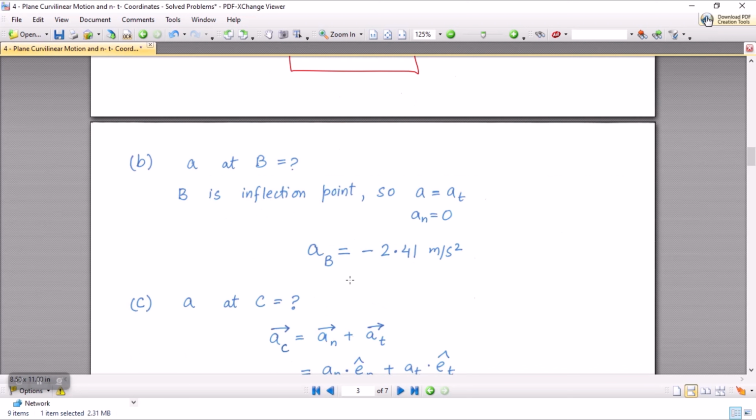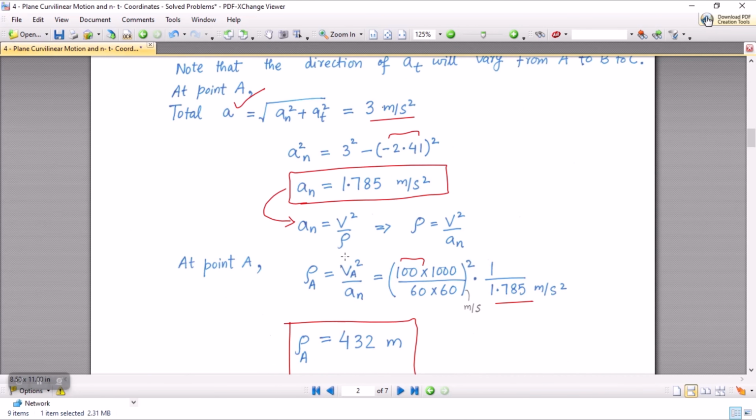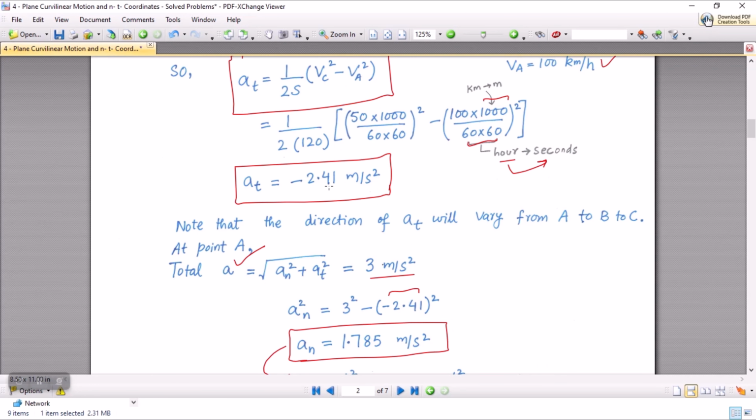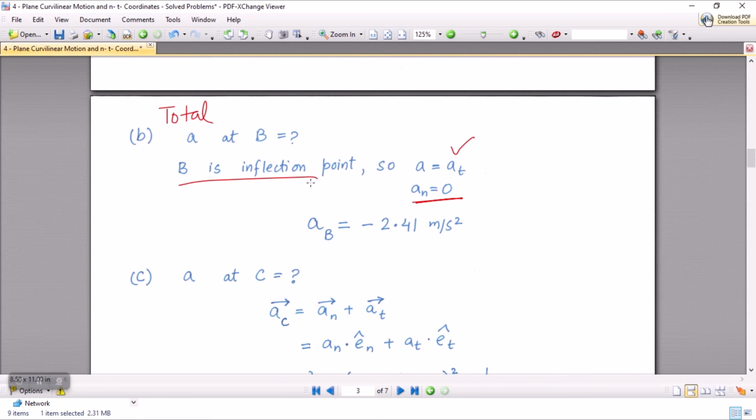The second part was to determine the total acceleration at B, and we know that the total acceleration at B will simply be the t component of acceleration. A sub n will be 0 because B is the point of inflection, and we have already determined A sub t, which will be a constant value equal to minus 2.41, right? So at point B the acceleration will simply be equal to minus 2.41 meters per second squared. So A sub n will be 0, and the total acceleration at B simply will be minus 2.41.